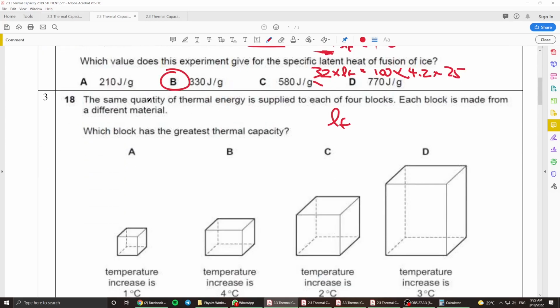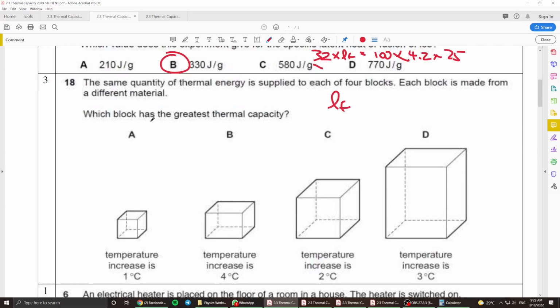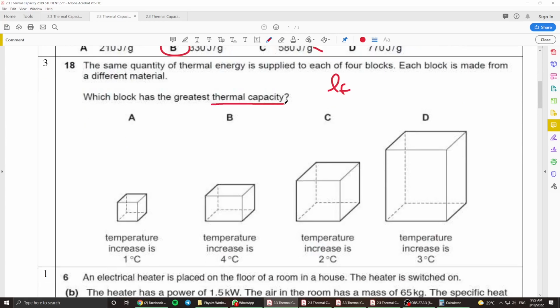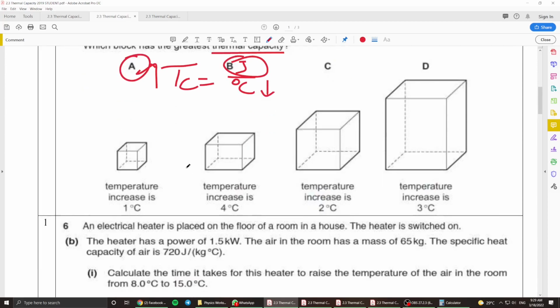The same quantity of thermal energy is supplied to each of the four blocks. Each block is made of a different material. Which block has the greatest thermal capacity? Yet again, thermal capacity is joules per degree Celsius. Since all of them have the same joules, whichever one has the lowest change in temperature has the highest thermal capacity. The lowest change in temperature is going to be A, so your answer is naturally going to be A.